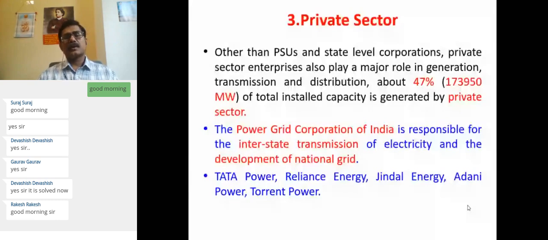Okay. So we came across three different sectors: central sector, companies which are owned by the government of India; state sector, state electricity boards which are under the purview of that particular state government; and the third one is nothing but the private power sector. Okay.